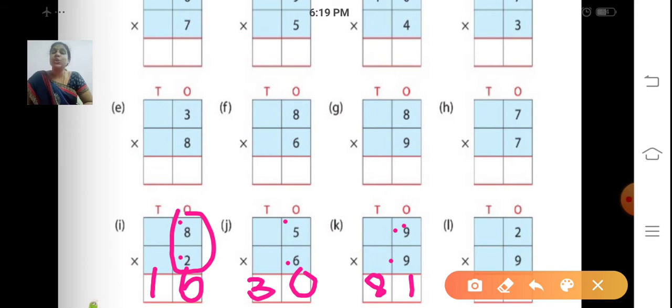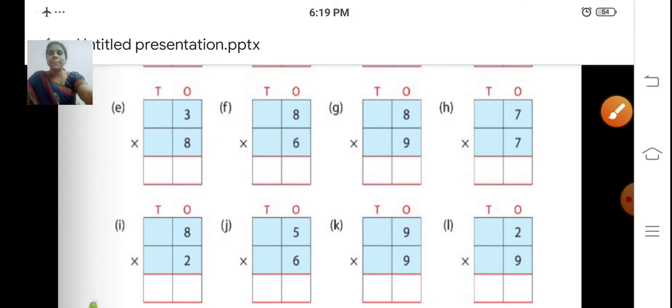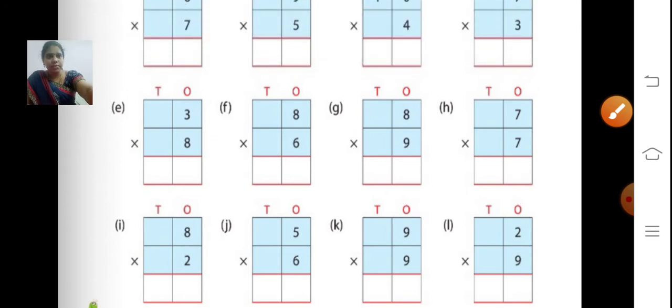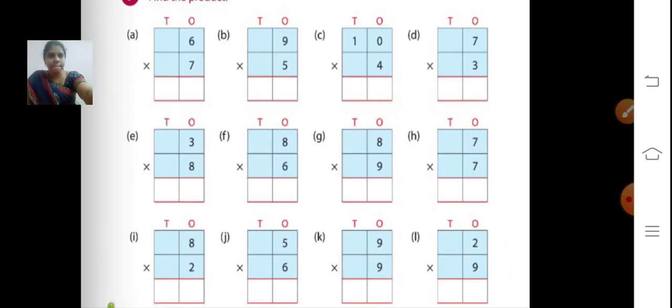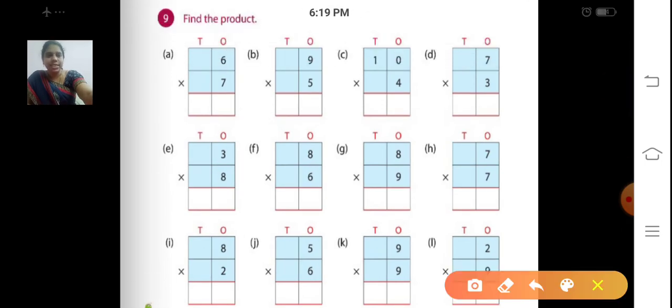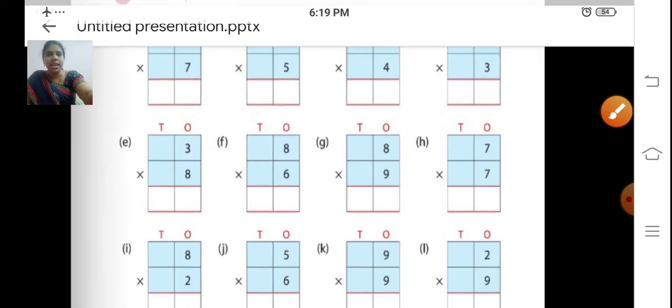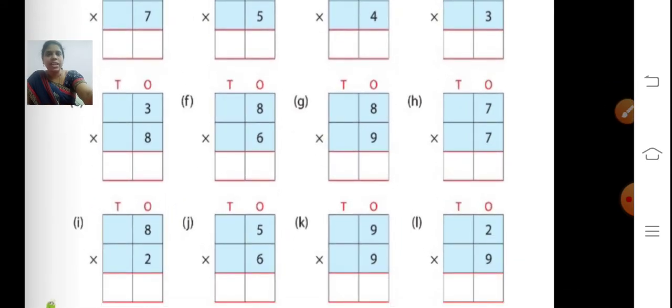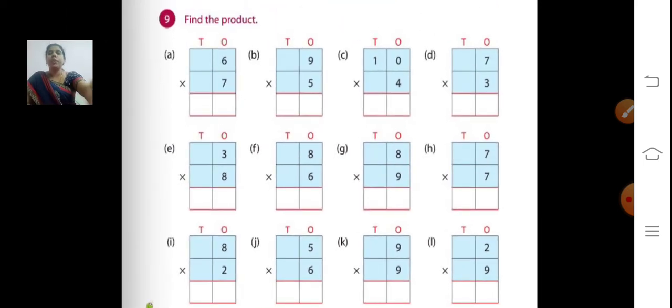Last one, 2 into 9. 2 9s are 18. So for this answer you write it down 18. 2 9s are 18. So you know how to multiply two numbers, right? So where will you write the answer in the vertical method of multiplication? You have to write the answer below the second number, right? So first one.